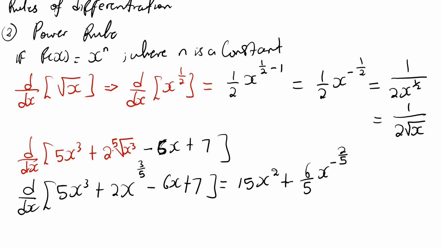Then again, we differentiate minus 6x. There we are going to have minus 6, because we know that the derivative of x is 1. We drop that exponent of 1, it multiplies with 6, still the same as 6. Then we subtract 1 from the exponent, giving us exponent 0, which is 1. Again, we have to differentiate 7. 7 is a constant, so the derivative of a constant is 0. You can just write plus 0, or you don't write it, it's fine. So this is our final answer.